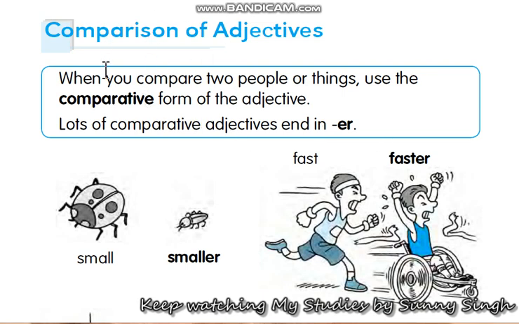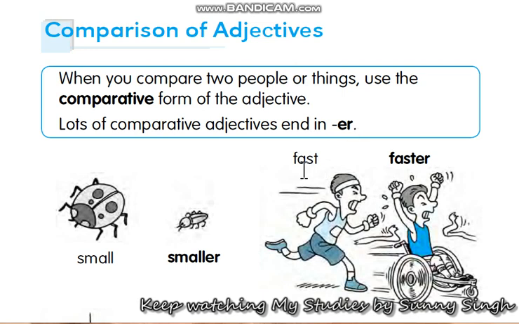Now let's talk about comparative. Comparative degree of adjective means comparing two people or things. Remember, comparing two people or things. Use the comparative form of adjectives when you are comparing two people or things. And generally in comparative adjectives we add er to form the comparative. Lots of comparative adjectives end in er.